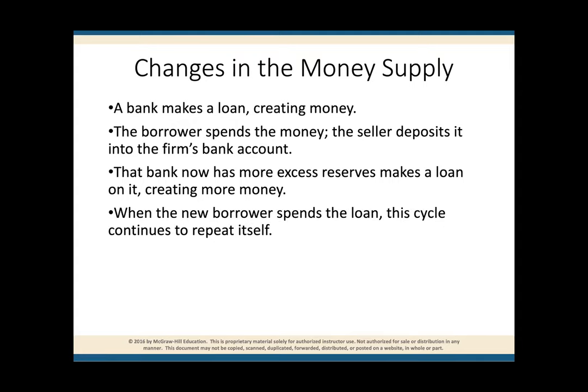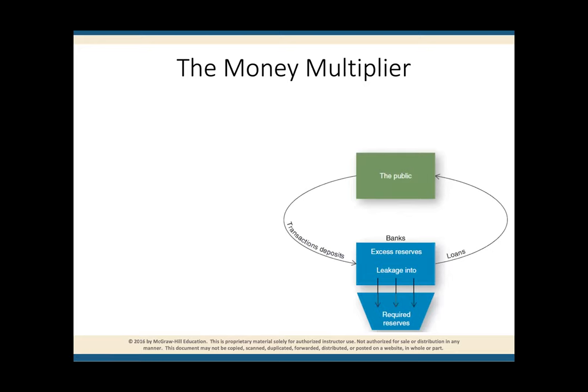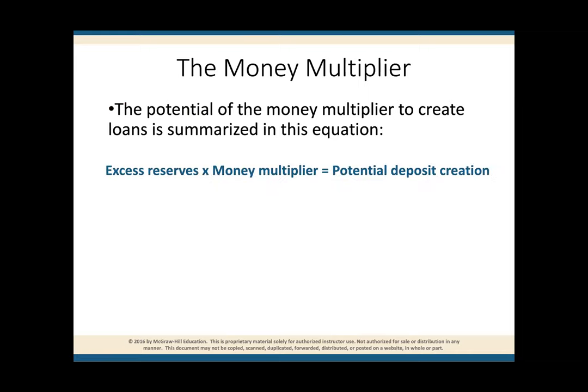When the borrower spends this money, eventually this money comes to a bank, and then this begins to repeat over and over again. It's a multiplier effect, right? It's a process that takes place, right? So the money multiplier is the amount of deposit dollars that the bank system can create from a $1 excess in reserves. So keep in mind, banks can only make loans from excess reserves, only from excess reserves, not from required reserves. So again, excess reserves times the money multiplier is the potential deposit creation.